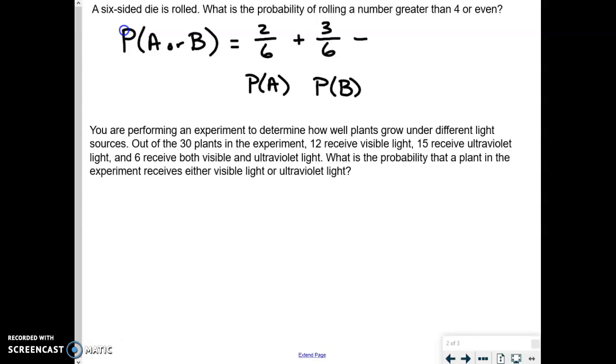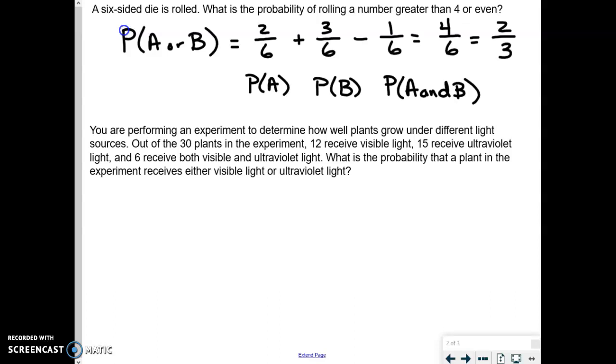Minus, and here's the overlap, here's the intersection, any numbers that are greater than 4 and even, which in this case there's only one of those, and that's the number 6. So if we take a look at that and add those together, we'd have 2 plus 3 minus 1, which would give us 4 out of 6, or the probability of doing that would be 2 over 3.